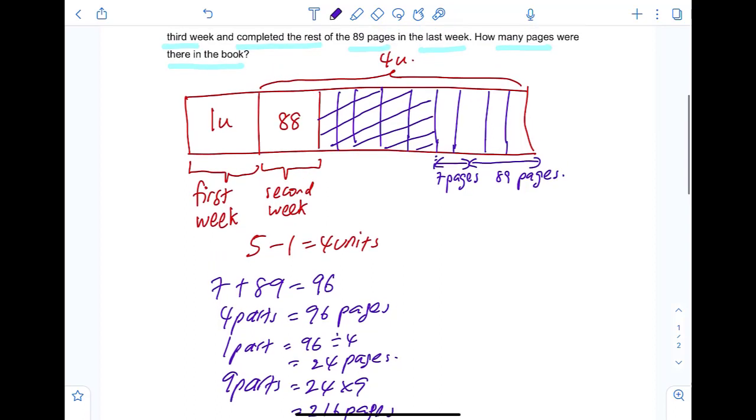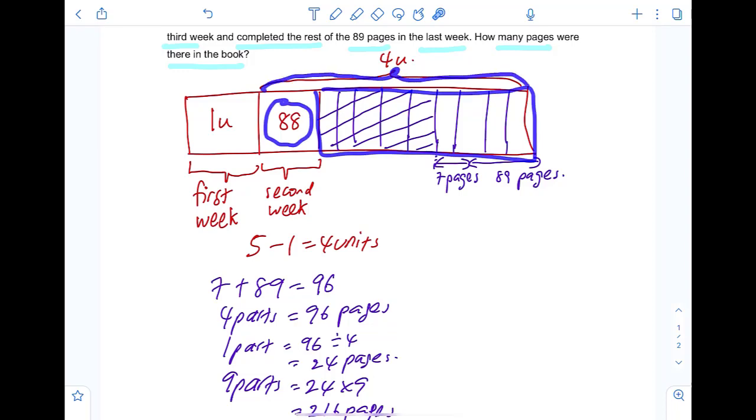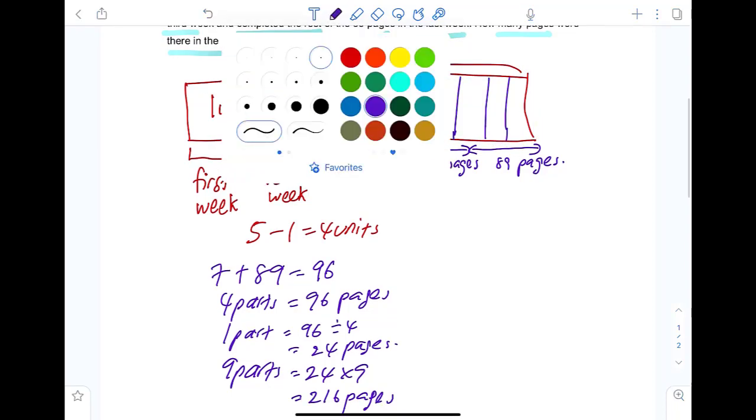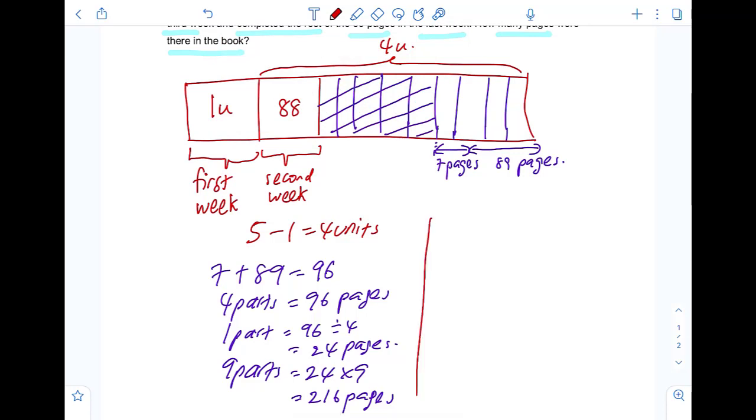Alright, so when we take this 216 pages and add it to 88 pages, we will get 4 units of the book. Next step, 4 units of this particular book will be equals to 88 plus 216. That will be 304 pages.